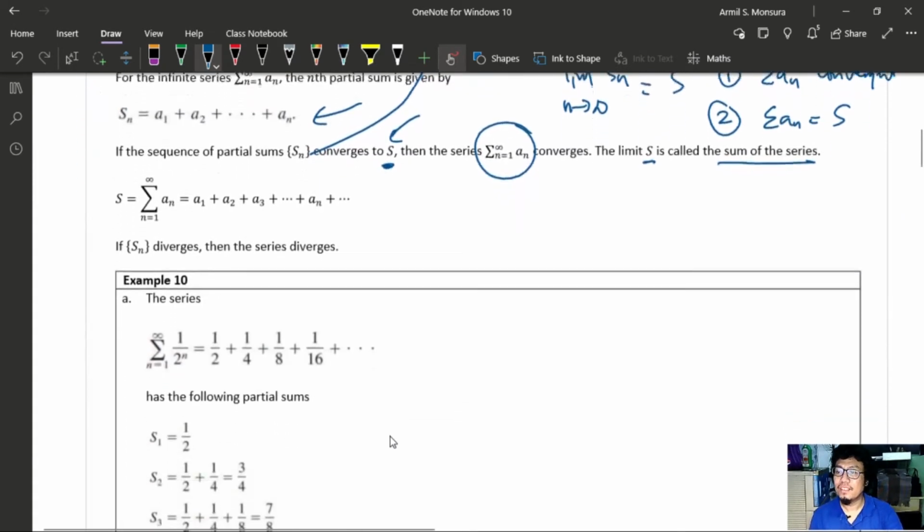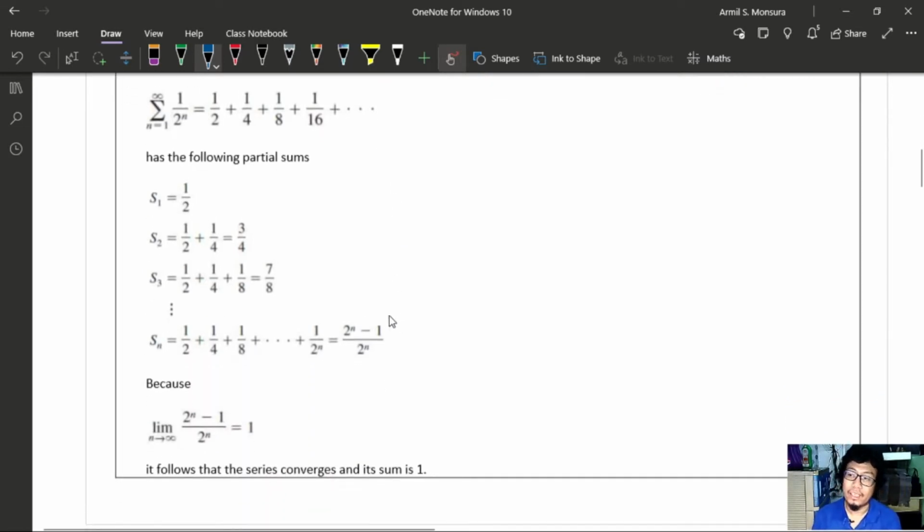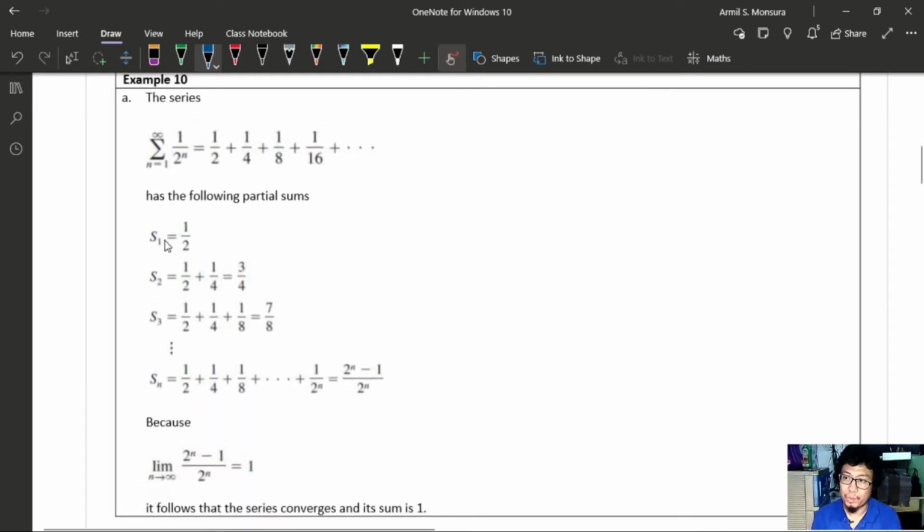Say, for example, the series 1/2 plus 1/4 plus 1/8 plus 1/16 has the following partial sums. We have the first partial sum as simply 1/2, the first term. The second partial sum is the sum of the first two terms, 1/2 plus 1/4, which gives you 3/4.